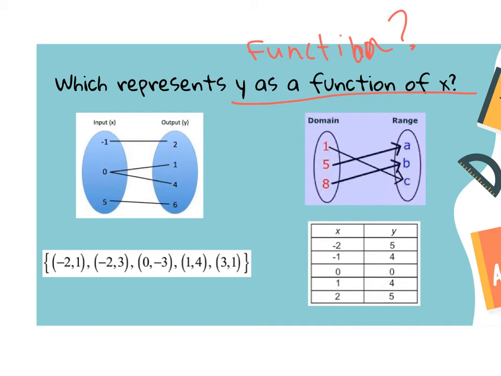So if we look at this mapping diagram right here, this one has this -1, it just has one arrow coming out of it. But this 0 is going to the 1 and the 4. That means it is not a function. So this one is not a function. If we look at this mapping over here, 1 is going to C, 5 is going to A, and 8 is going to B. Notice they only have one line coming out of each x value. So this one is a function.